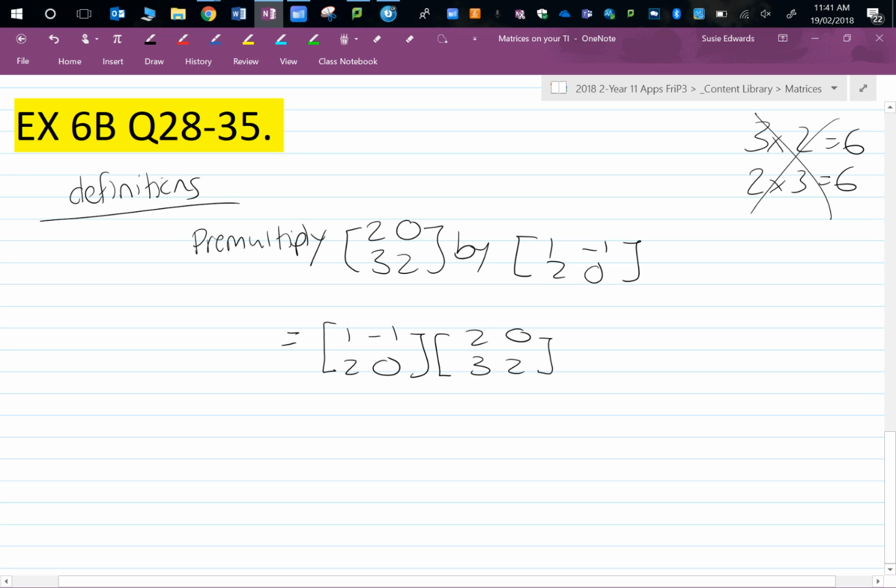All right, because of that rule where we can't change around the timesing, what number you start with and what number you end with in your multiplying is actually going to end up with a different answer. Has anyone got an answer for that? All right, I guess we're going to do it together.